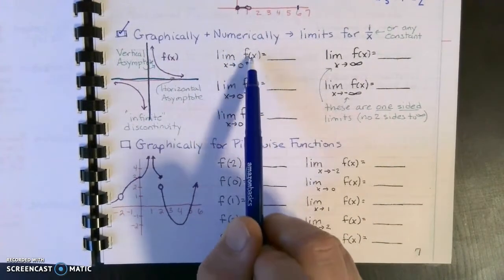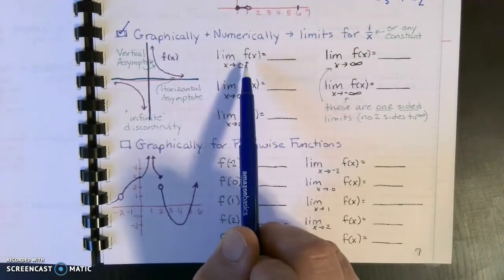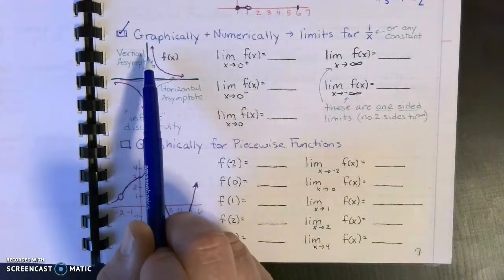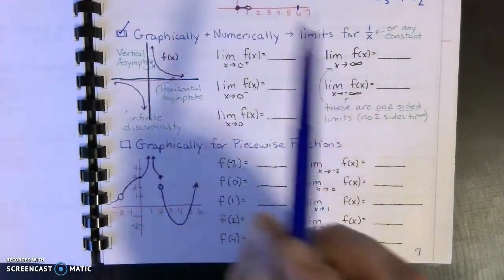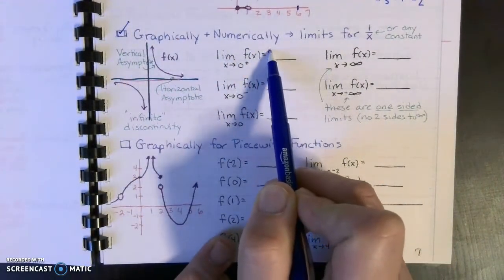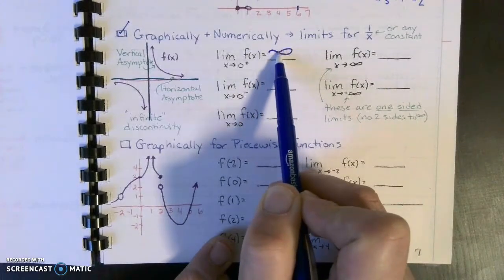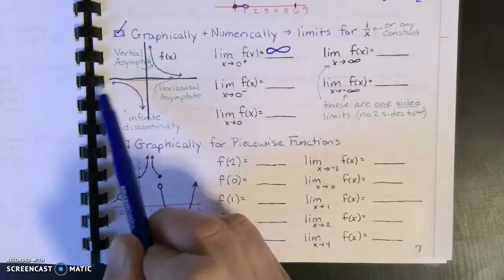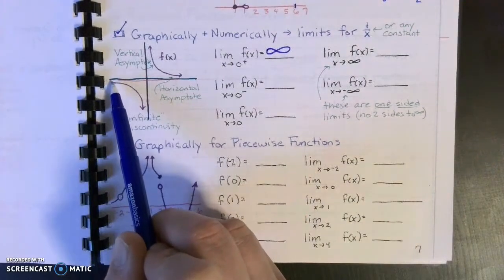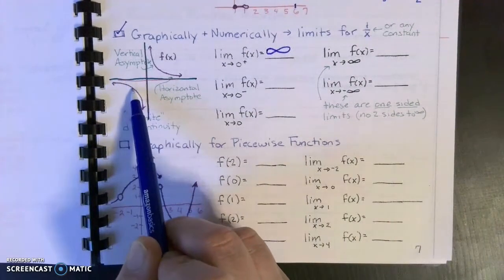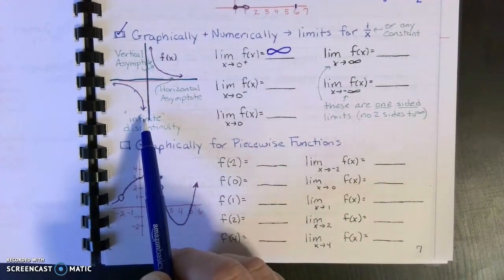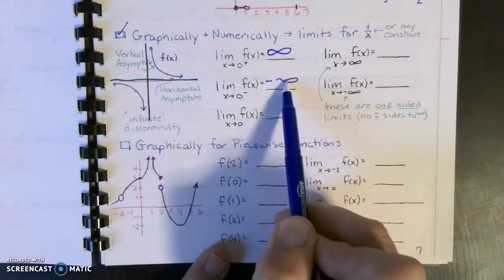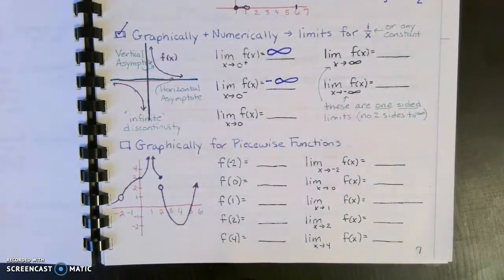Let's look at the limit of f of x as x approaches 0 from the positive direction. So as x gets close to 0 in this direction, what y value am I approaching? Well, it's going up and up forever. So the limit as x approaches 0 from the positive side is infinity. Now let's look at 0 from the negative direction. As we approach the x value of 0, I'm going to stay on the curve. The graph is going down forever. The limit is negative infinity. The negative sign just denotes direction.